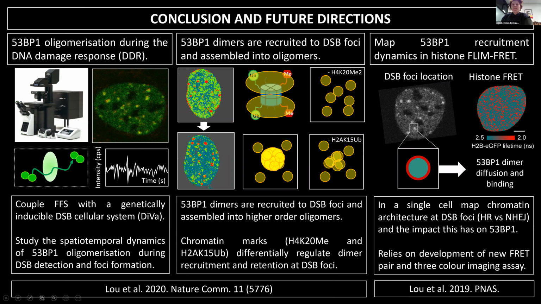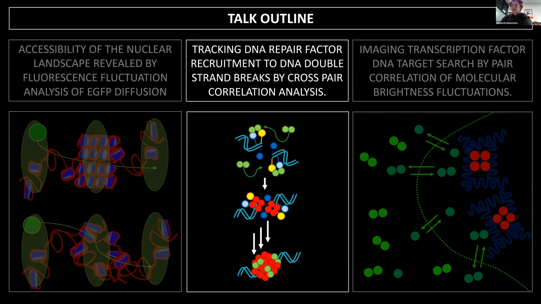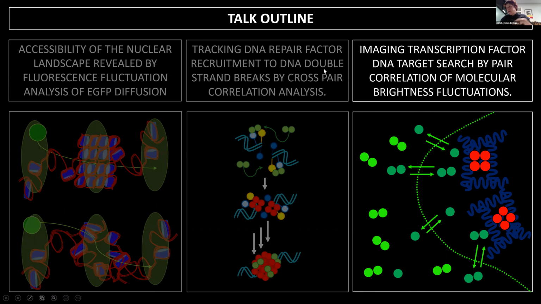So this cross-pair correlation analysis was very useful in the context of 53BP1 because it's the dimer that is the functional version of 53BP1 that we wanted to track. But in the case of transcription factors, they not only form dimers, they also form higher order oligomers, and cross-pair correlation analysis can't differentiate a dimer from a higher order oligomer. It will just see that there's a positive cross correlation because a complex has been formed, and it can't comment really on anything more than that.